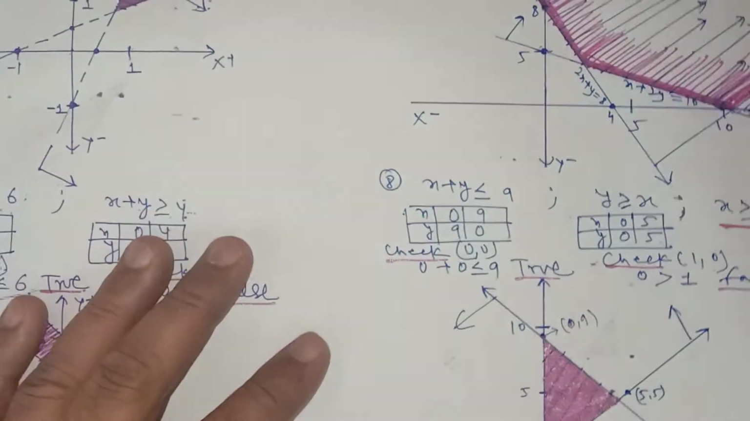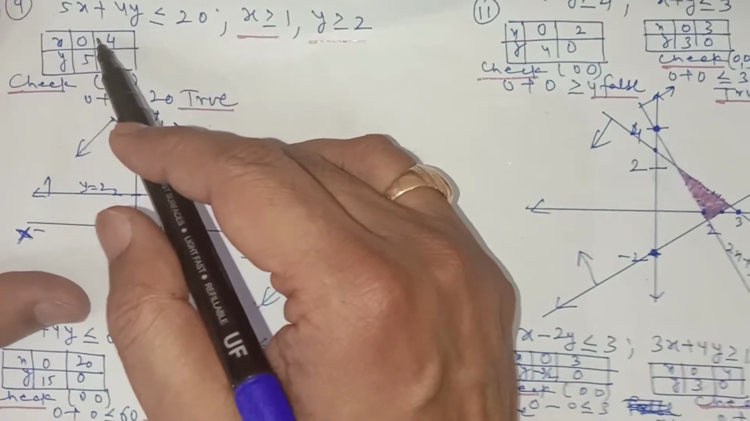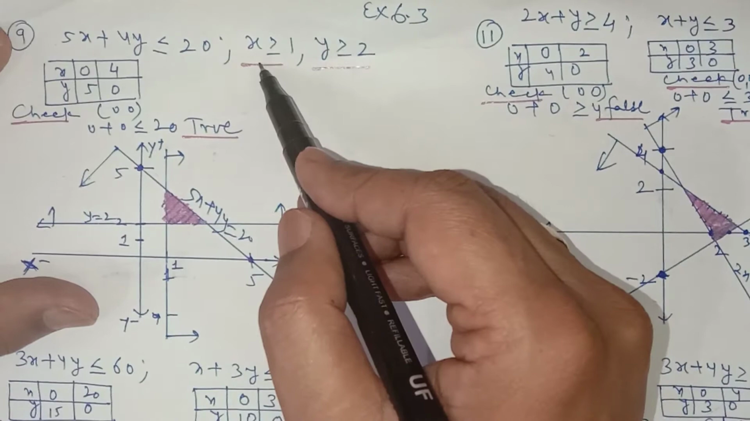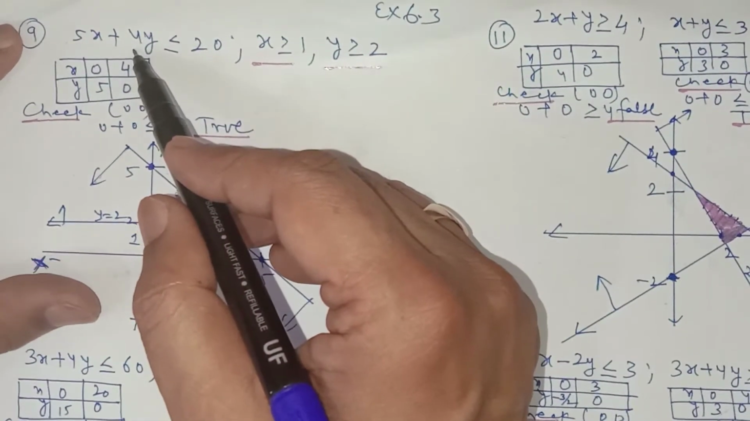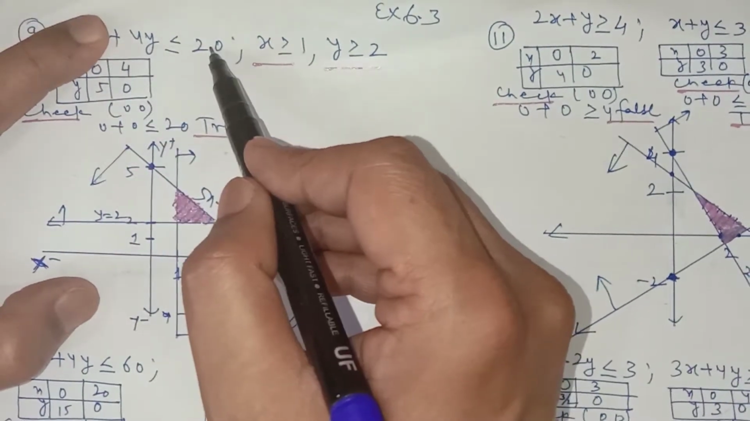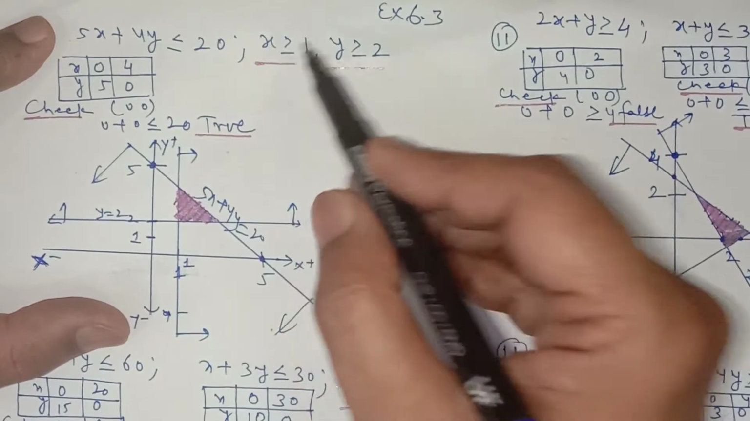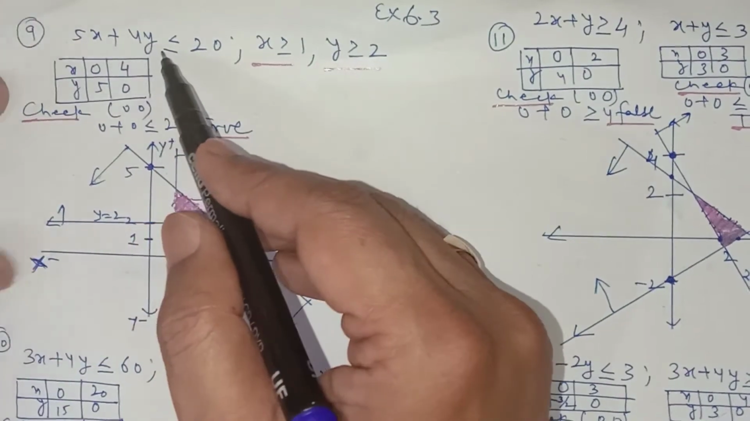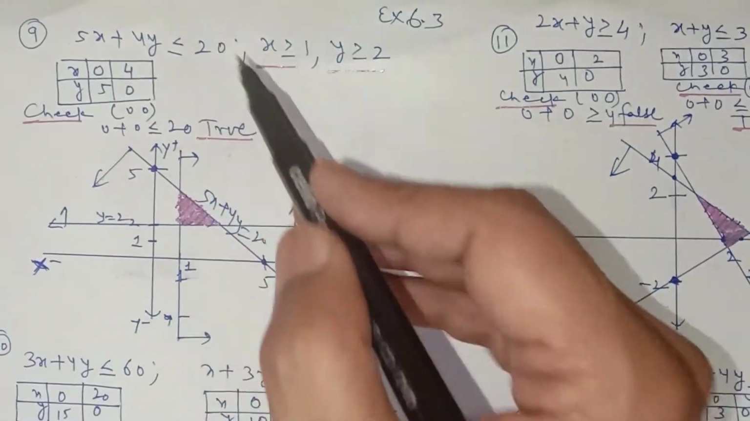So this is question number 8. Now in question number 9, it is given that we have three equations: 5x plus 4y is less than equal to 20, x is greater than 1 and y is greater than equal to 2. So again you find the solution set for this. If x is 0, y will be equal to 5. If y is 0, x will be equal to 4. And you can draw the graph of this directly as we have discussed in the earlier questions. Now check whether 0, 0 is the solution of this equation or not. So 0 plus 0 less than equal to 20, which is true.